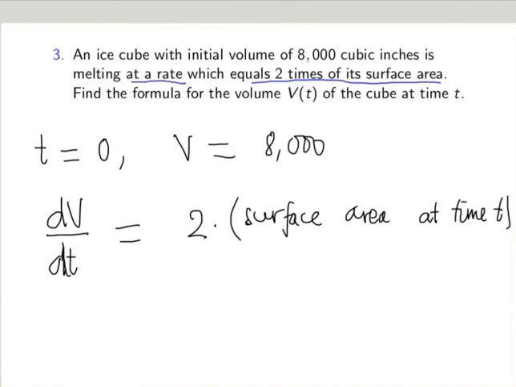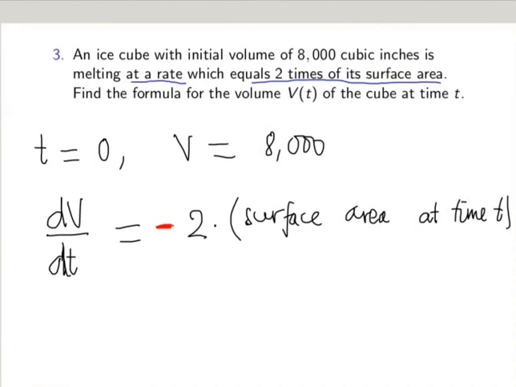When the cube gets smaller, it's melting slower. When the cube is bigger, the rate of melting is faster. Another thing, the cube is melting, so the volume is decreasing. Decreasing means that the derivative is negative. So even though the problem doesn't specify clearly, we need to know that there's a minus sign in front.